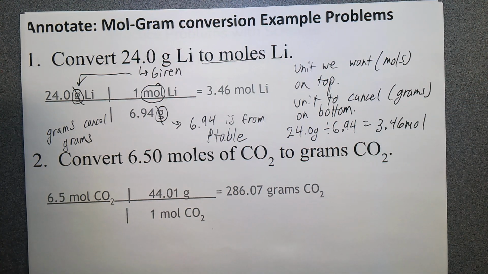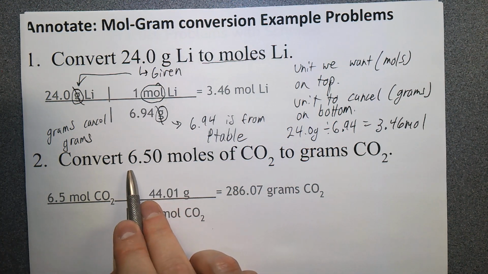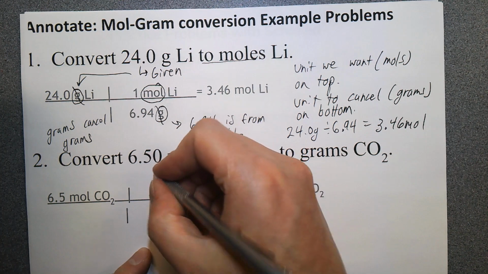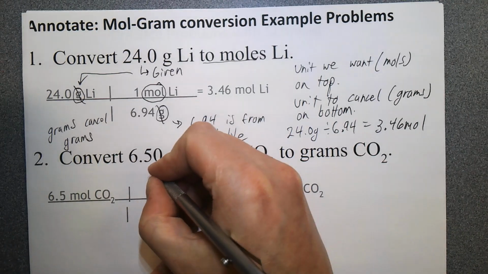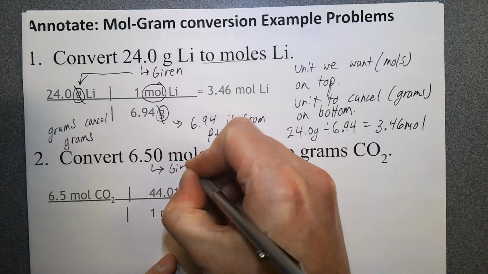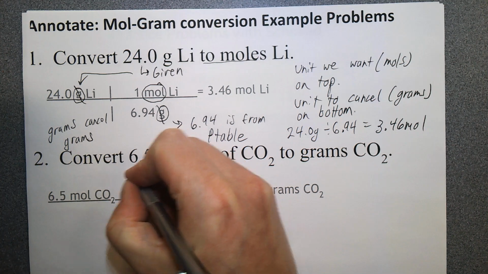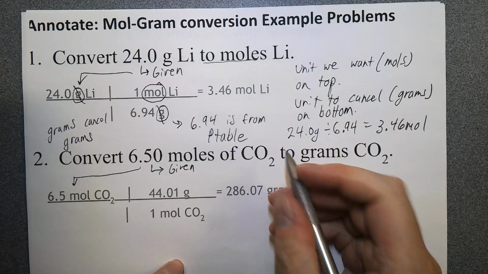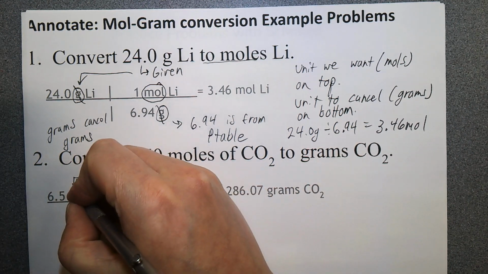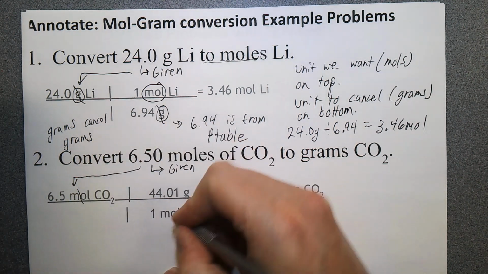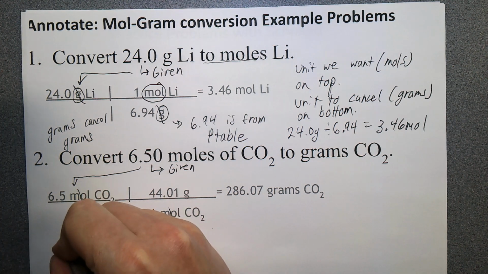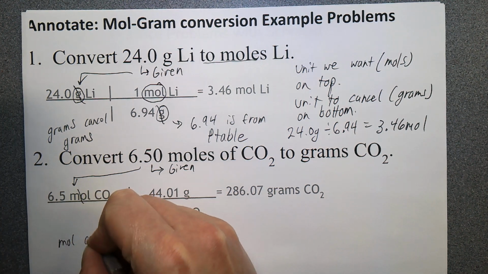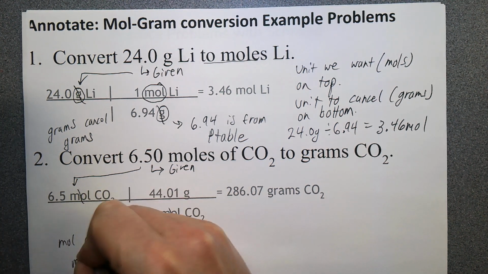Cool. Let's annotate this next problem. So this time it starts with 6.5 moles of CO2. That is going to be our given for this one. So there's our given is 6.5 moles, which is why we stick that right in our top spot right there. The moles went on bottom this time, so that moles and moles cancel there. So we have mole cancel mole.